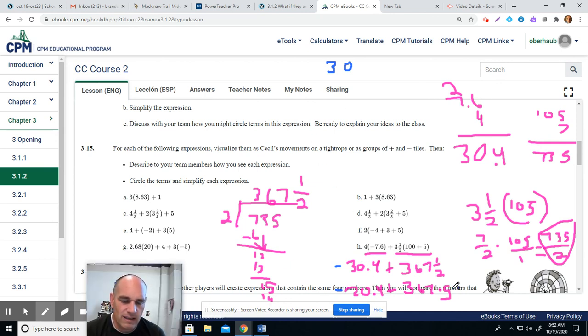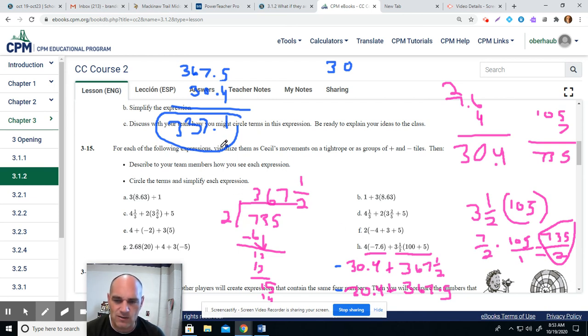So now I'm going to subtract these. So when I subtract, the biggest number goes on top. So this becomes 367.5. I'm going to subtract off 30.4. So when I do this, 5 minus 4 is 1. Bring my decimal down. 7 minus 0 is 7. 6 minus 3 is 3. 3 minus nothing is 3. So this is 337.1 when I get this whole thing done. My bigger number is positive, so my answer is positive.